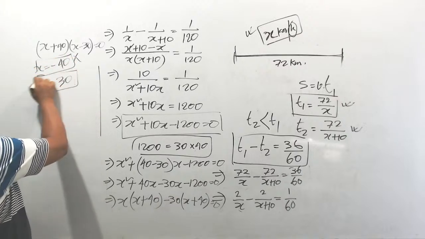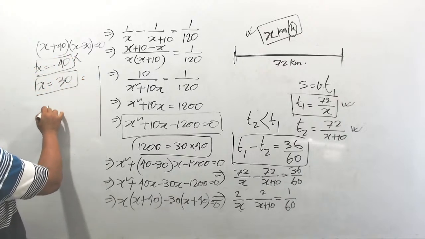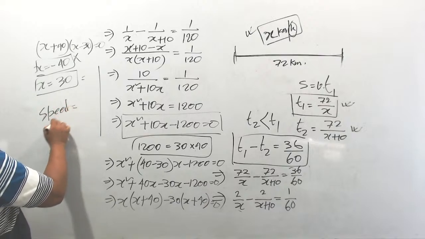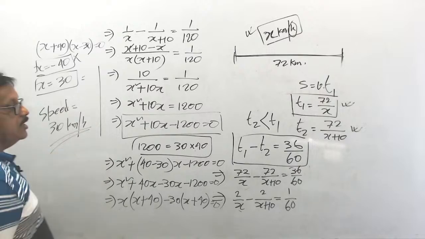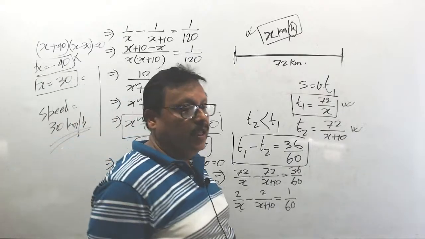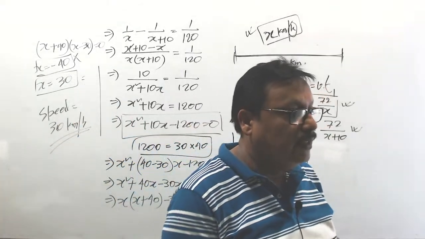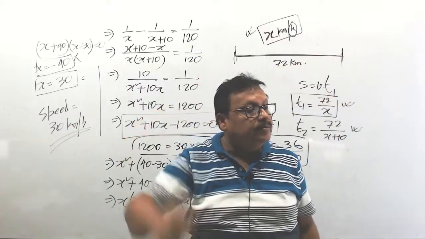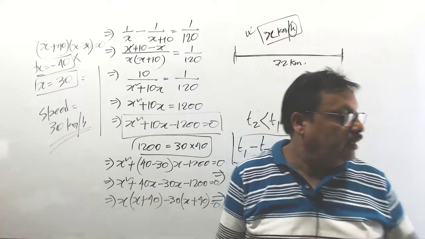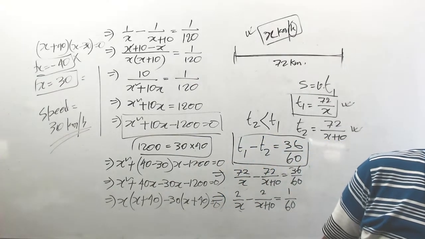So what is the answer? x equals 30. That is, the speed is 30 kilometers per hour. It was the original speed. 30 kilometers per hour. Yes. Very good.